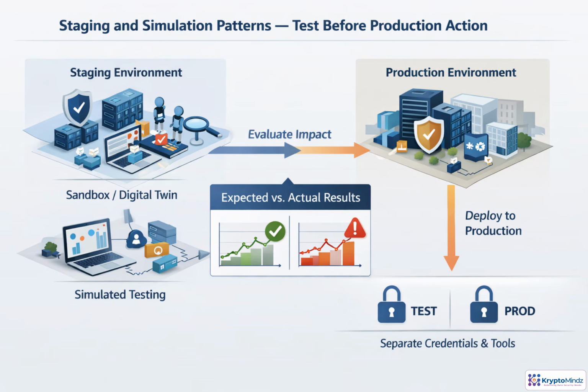Before an agent changes production, give it a safe place to be wrong. A firewall rule, IAM policy, EDR isolation, or cloud fix should first run in staging, a sandbox, or a digital twin. Simulation estimates who and what will be affected, then compares expected results with observed behavior. Only when outcomes match should the action escalate. Keep test and production credentials, tools, and permissions separate, so validation cannot accidentally become real impact.